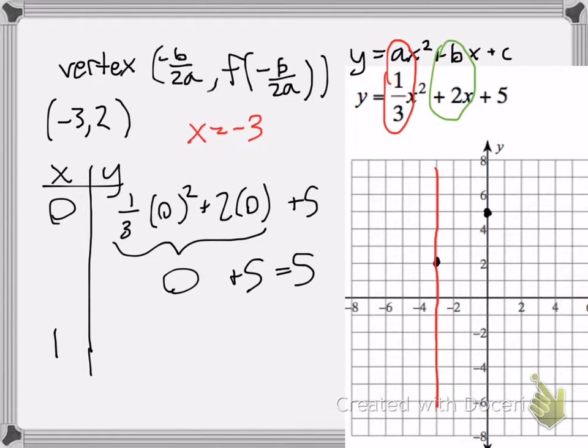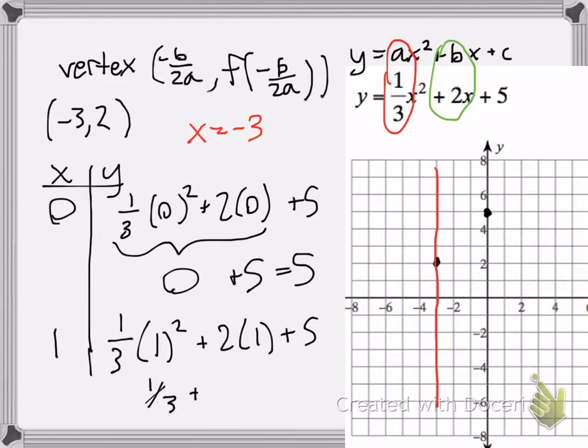So let's just choose x equals 1 because that's going to make my math easy. So I'm just going to have 1/3 times 1 squared is 1 plus 2 times 1 plus 5. So I have 1/3 plus 2 plus 5, which is going to be 7 and 1/3. So not the prettiest point, but we can still put it on our graph. So that's going to be right about here, 7 and 1/3. And so this side of the parabola is going to look like that.